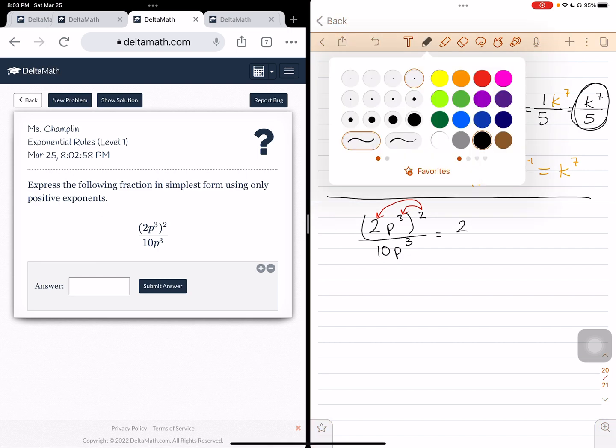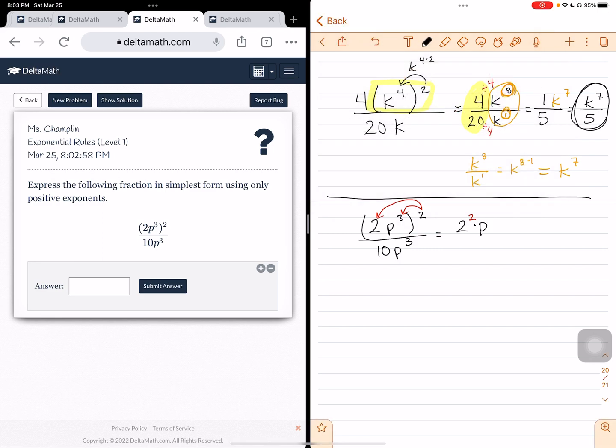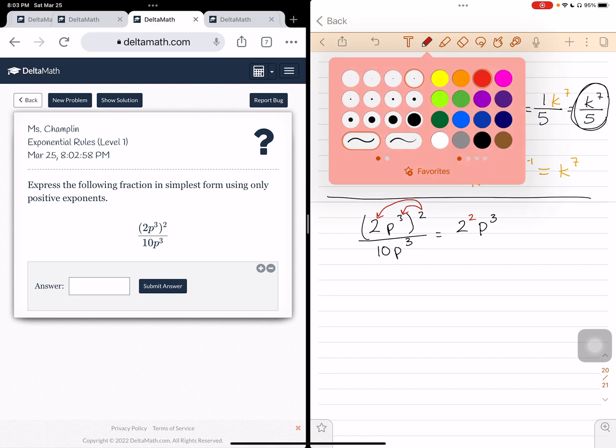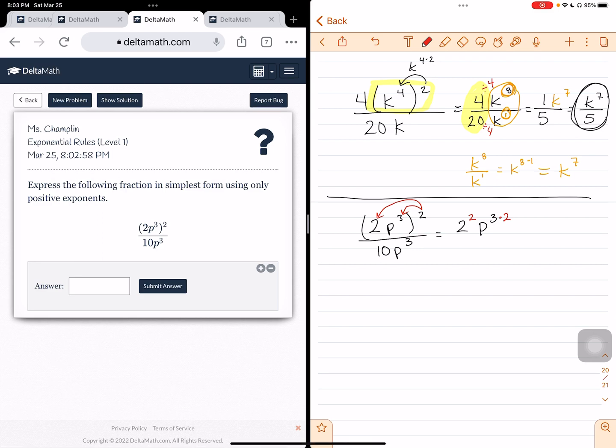So this is going to be equal to 2 to the 2nd power, then times p to the 3rd times that 2 that we distributed, okay? I don't have to put the dot, you can if you want. And then the bottom we can just leave for now as 10p cubed. All right, so 2 squared is 4. p to the 3 times 2 is going to be p to the 6th power. And it's over 10 p cubed.